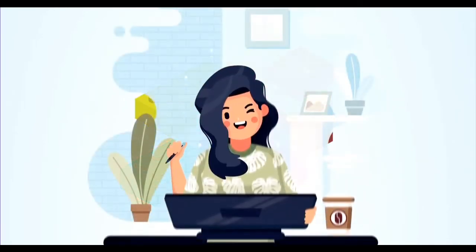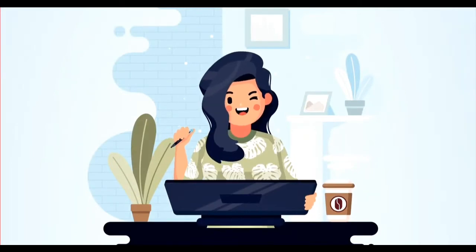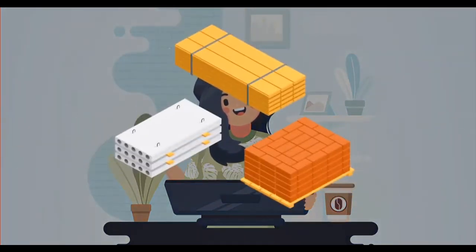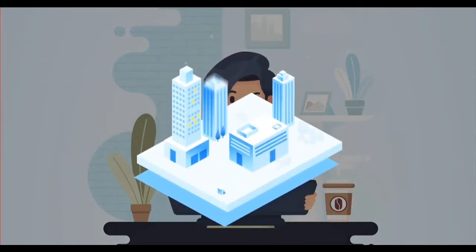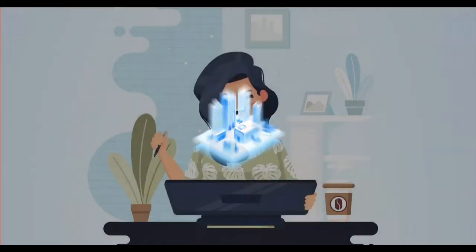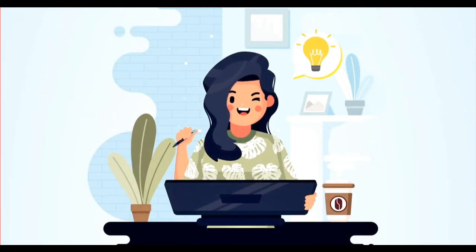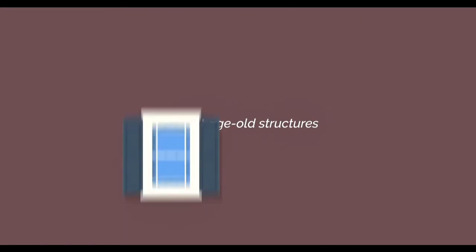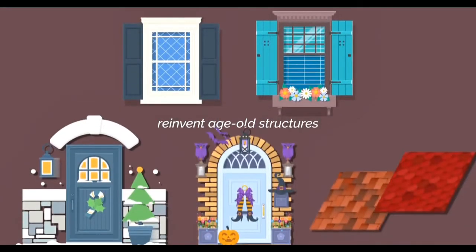Just think about architecture. Most buildings are made of the same materials, like wood, stone, or metal. But does that mean that all buildings are exactly alike? Well, of course not. Architecture is about finding new ways to reorganize the same boring materials, or reinvent age-old structures like windows, doors, and roofs.